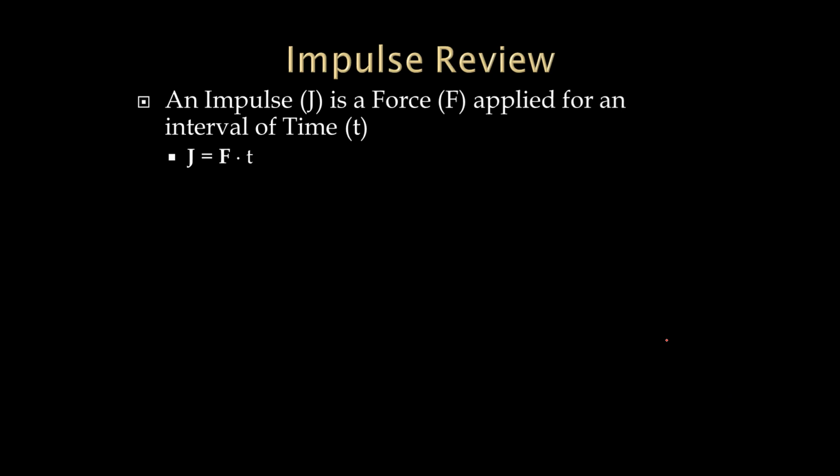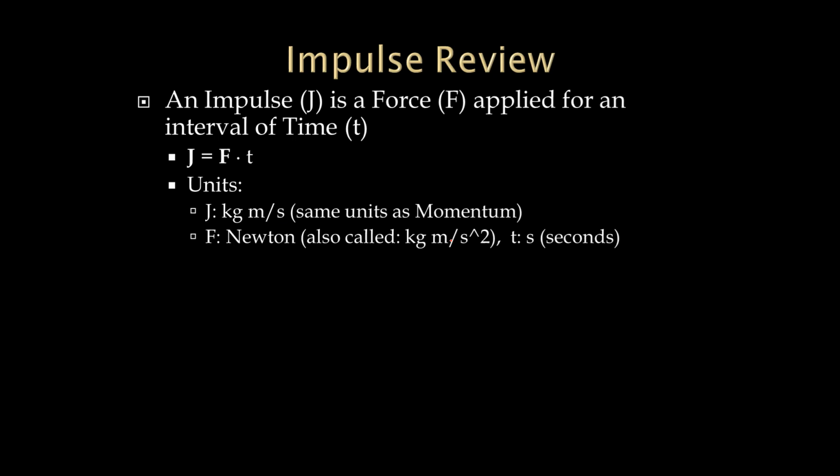A quick review of impulse. Remember that an impulse is a force applied for an interval of time. Our algebraic expression is J. The symbol for impulse is force times time. The units for this are the kilogram meter per second, the same as the units for momentum.